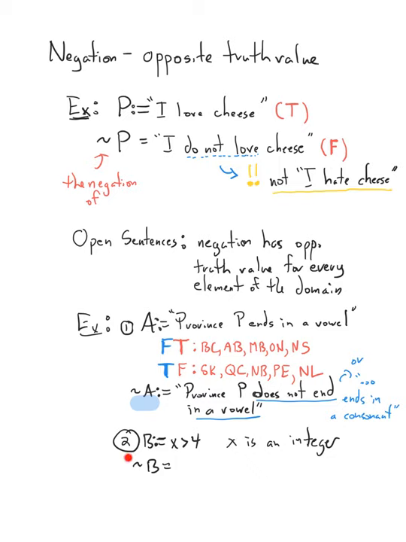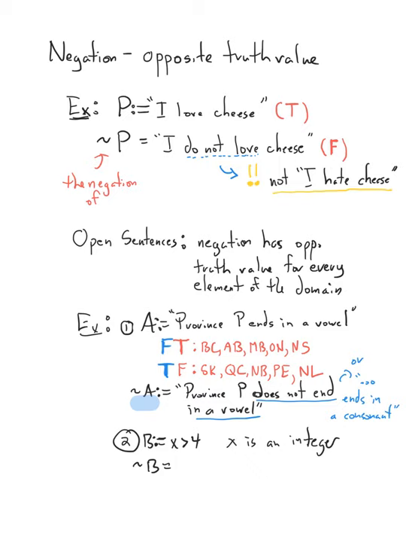So here's a second example. This is a little more mathematical. Let's say we have the open sentence B: x is greater than 4, and x is an integer. So I'm saying the domain, the things you can plug in for the variable x, are integers.